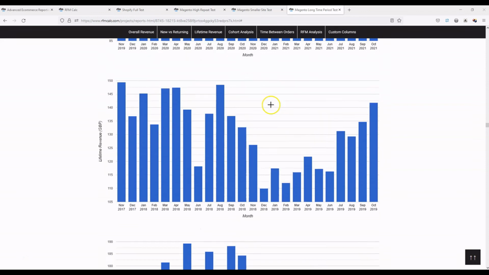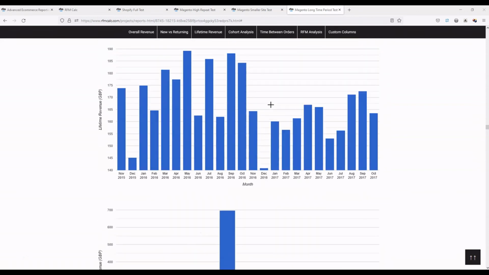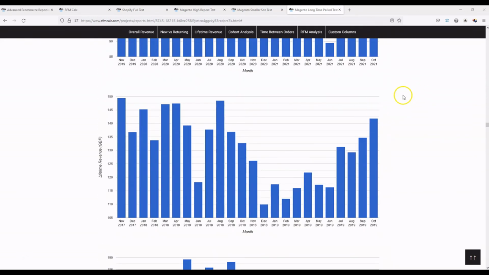So this can be quite interesting, because what you'll find sometimes is you might do something in a particular month where you're acquiring customers, and you might want to know, let's say for August 2018, I want to know the lifetime revenue just from customers who placed their first order in that month. And that can be really powerful data.